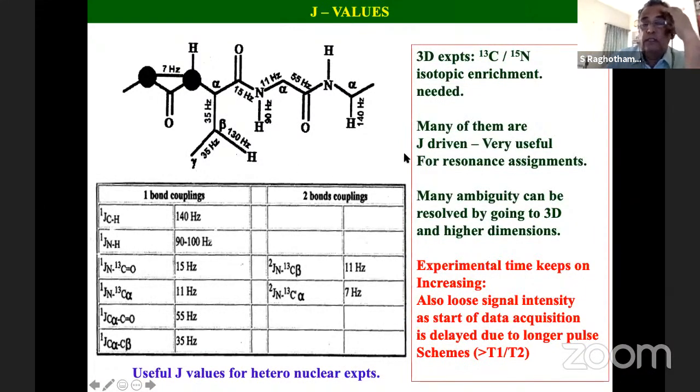And as you keep on going to higher dimensions, the experimental time keeps increasing. Because there are so many pulses, by the time you come to the end of the pulses, things would have already relaxed. So that's the limitation of these multi-dimensional experiments. Now there are again methods to overcome the time factor. This is called NUS, non-uniform sampling. There are so many other techniques to overcome that. I'm not going into those details now.